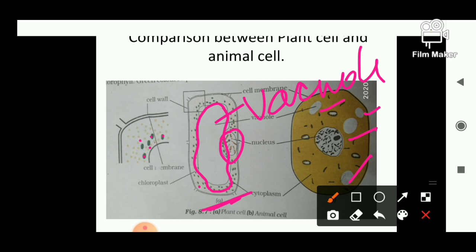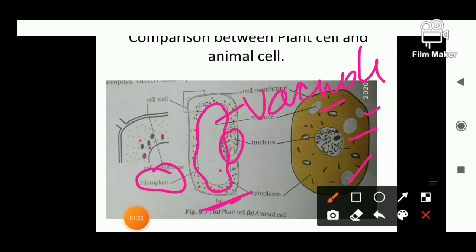Actually, these plastids may be of different colors, but if they are green, then they are called chloroplasts. You can see here also, this is called chloroplast. Green colored plastids have a pigment inside them. That pigment is called chlorophyll. Due to that chlorophyll pigment, this plastid is green and called chloroplast. They help in photosynthesis. They trap the sunlight during photosynthesis.